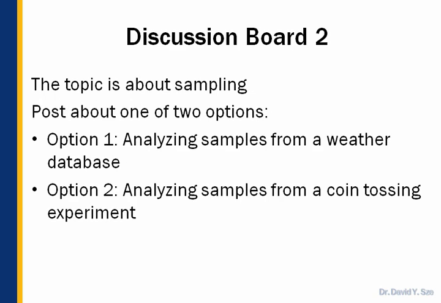The discussion board this week is on the topic of sampling. Like last week, you have two options. The first option is to analyze several samples from the same weather database in option 1 of last week. Option 2 is for you to toss a coin multiple times and analyze the result of those samples. In both cases, it's more than recording what you get. In both cases, it's comparing to the statistical theory of what you should be getting.